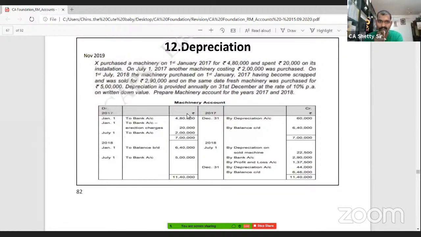Compulsorily pass the depreciation entry. Compulsorily pass the depreciation entry up to the date of sale. We tend to forget that.